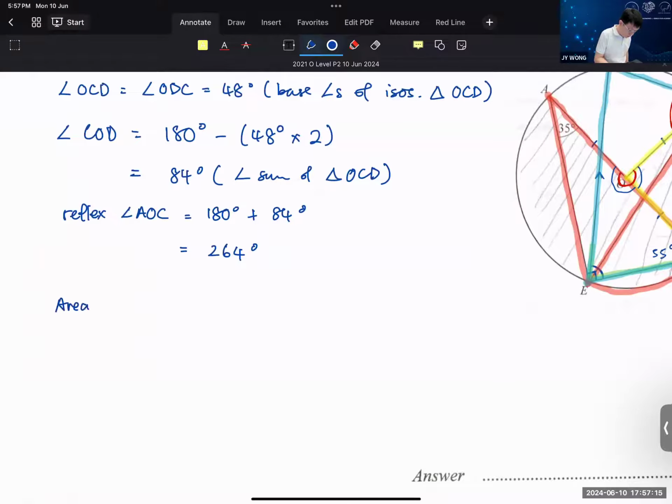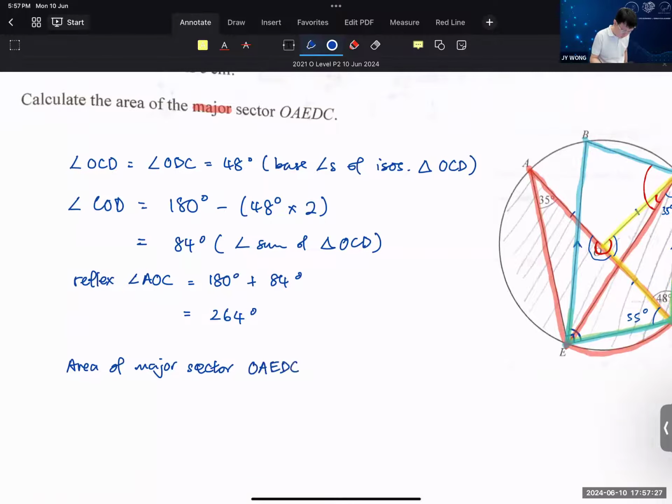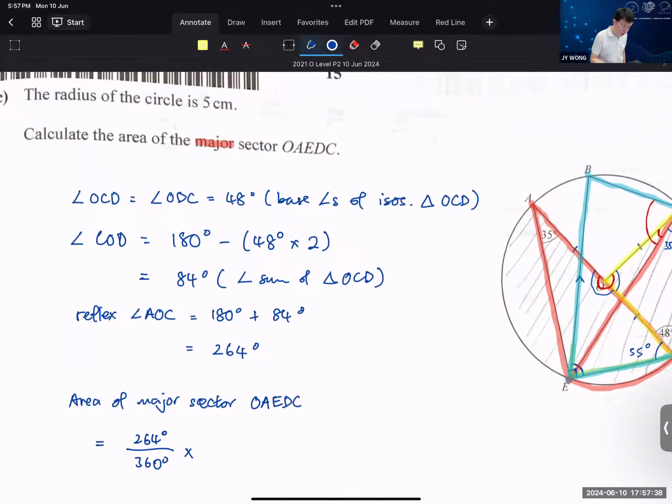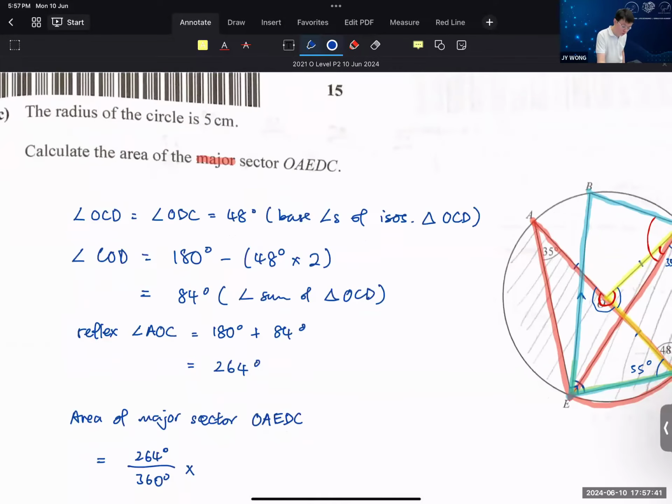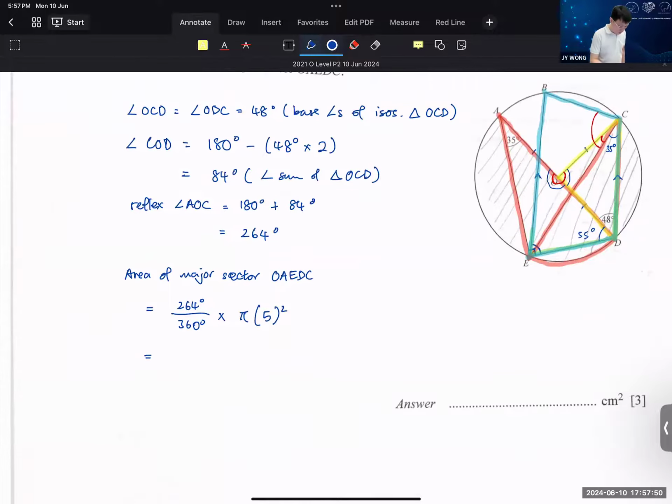So area of major sector, what name did they give it? OAEDC is just equal to 264 degrees out of a total of 360 degrees times pi r squared. And they tell you that r is 5 cm. Please read the question. So times pi r squared, which will give you 57.6 in 3 SF.